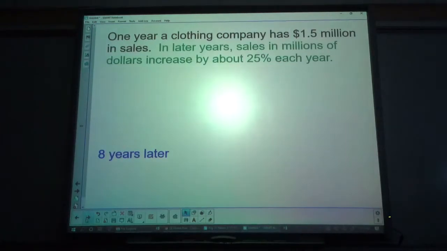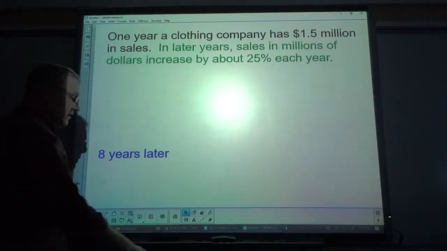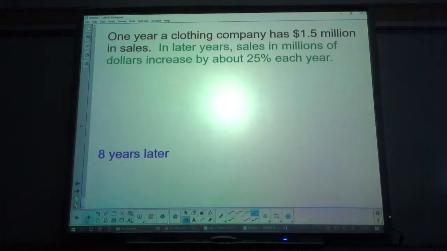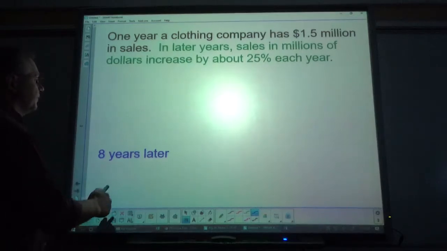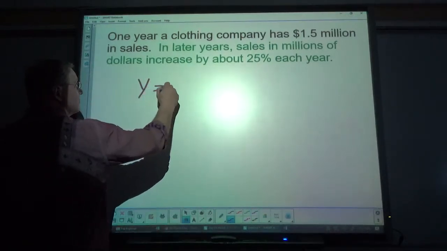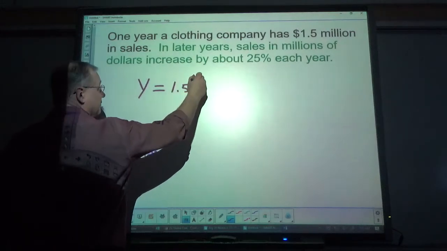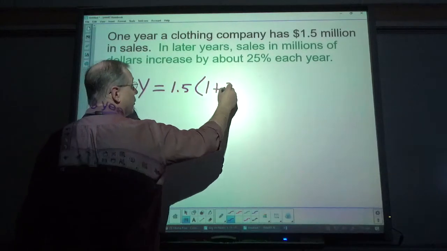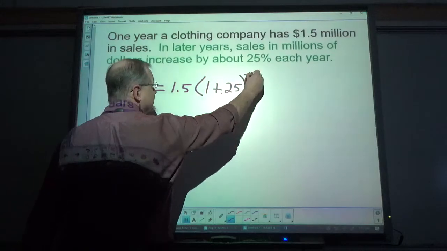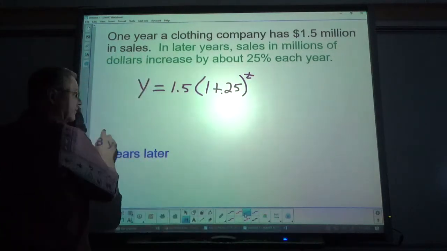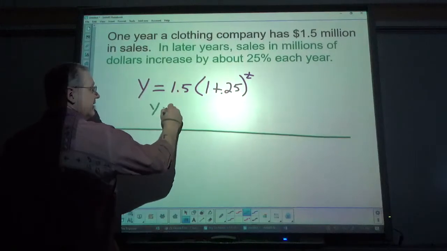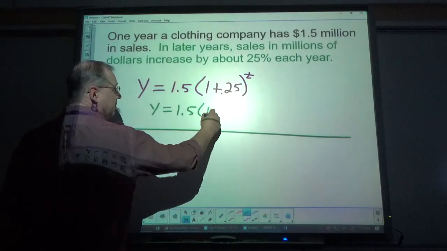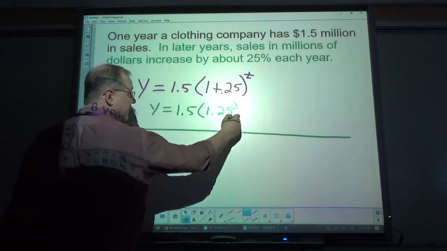All right. One year, a clothing company has 1.5 million in sales. In later years, sales in millions of dollars increase by about 25% each year. So y equals the initial amount, 1.5, and that's in millions, times 1 plus, because this is a growth, 0.25 to the t. Now, we can also write that as 1.5 times 1.25, adding the 1 and the 0.25, to the t.